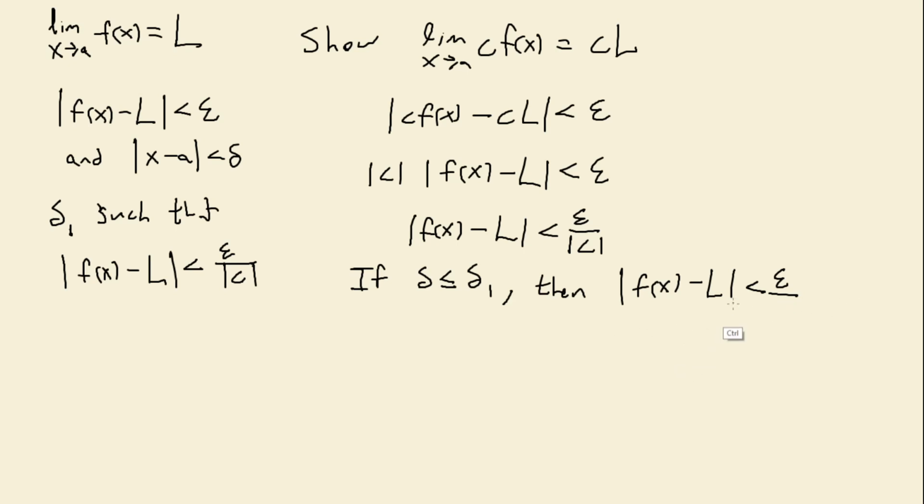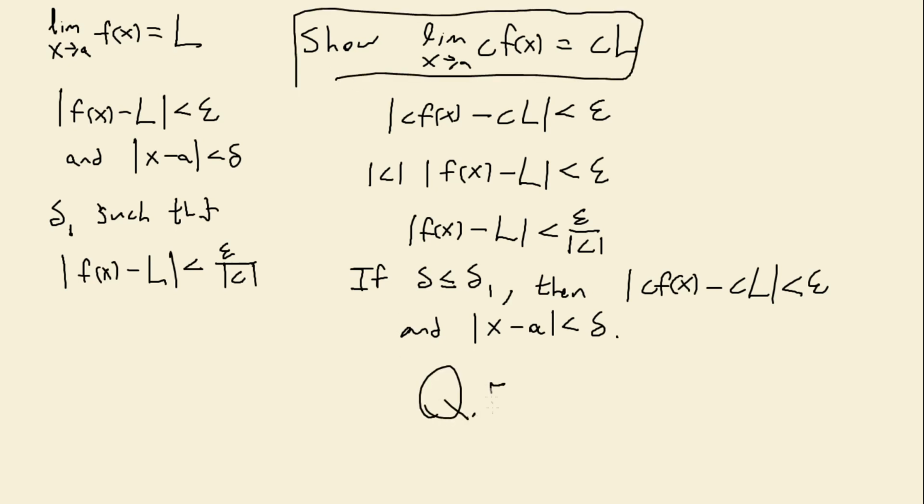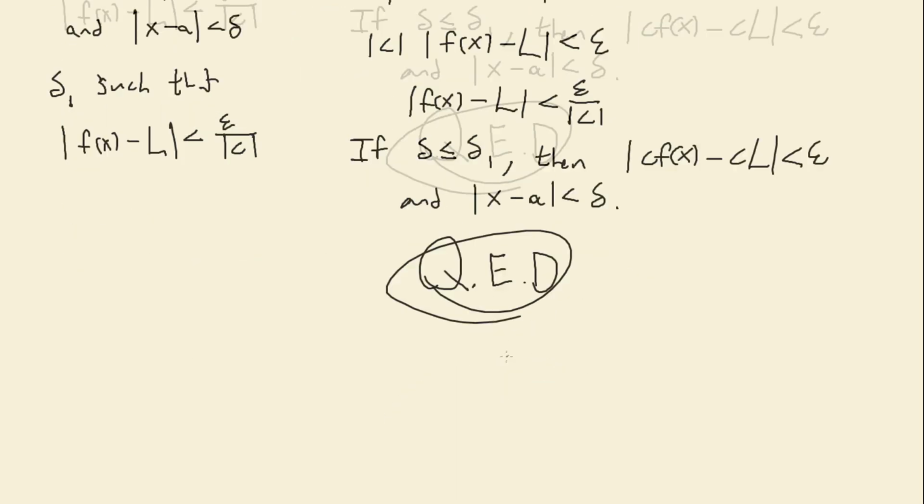Or more succinctly, we should say if delta is less than or equal to delta 1, then the absolute value of c times f of x minus c L is less than epsilon, when the absolute value of x minus a is less than delta. That's more proper and proves this property here. Next property we're going to show is going to get a little bit more complicated, still pretty simple.